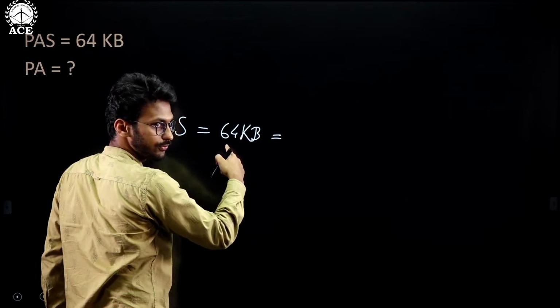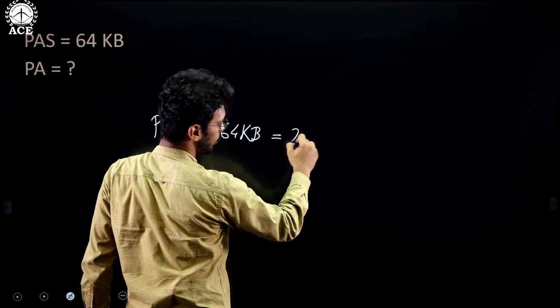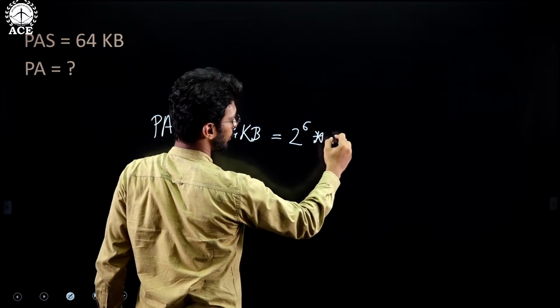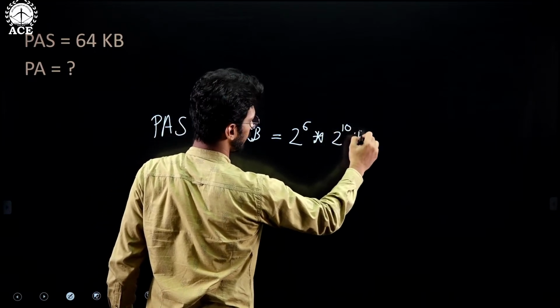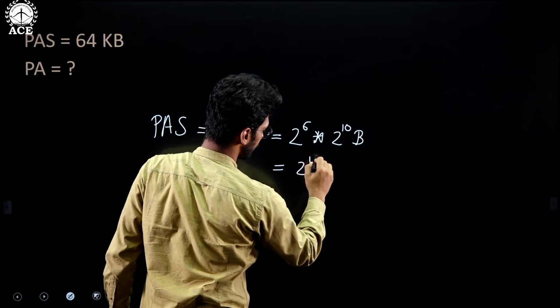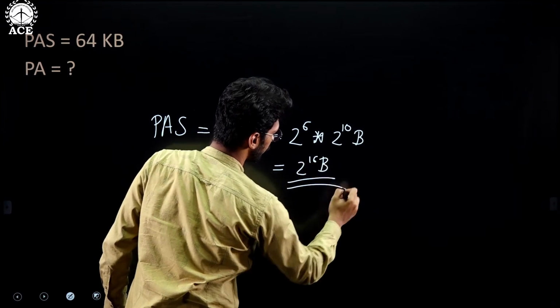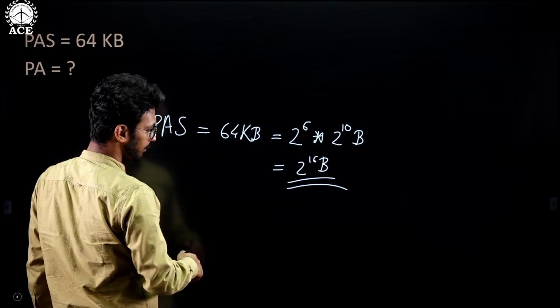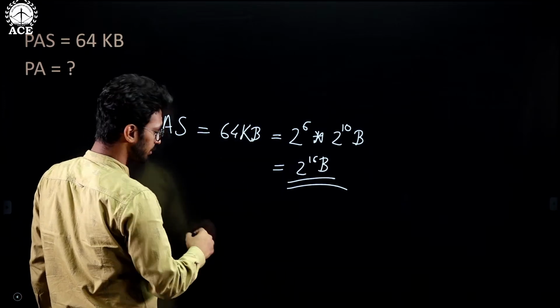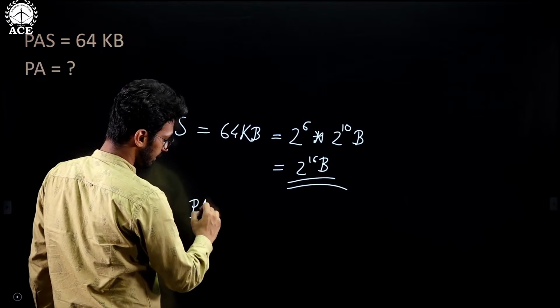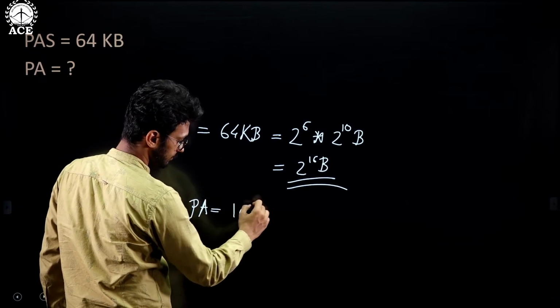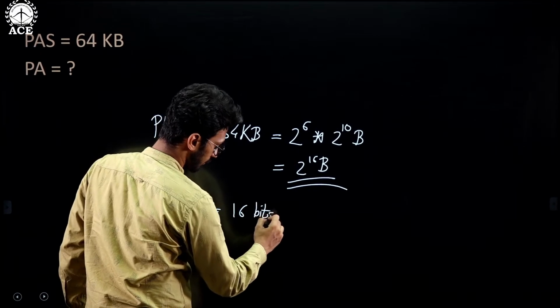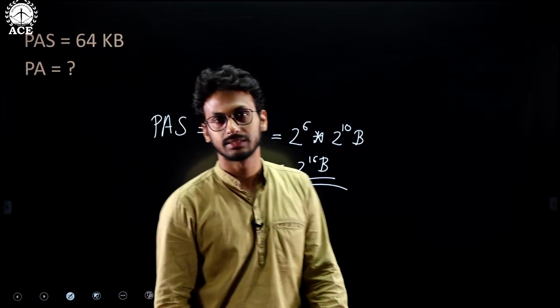What does it mean? 64 means 2 raised to 6. Kilo means 2 raised to 10 bytes. So it is 2 raised to 16 bytes. To represent 2 raised to 16 unique words, how many bits are required? 16 bits. Physical address will be 16 bits. Done with the numerical part. Let's see the theory part once again.